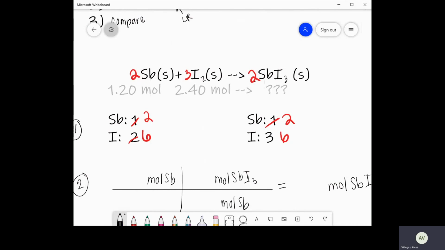So I was told that I have 1.2 moles of antimony. And by this ratio, I know that for every 2 moles of antimony, I have 2 moles of my product. Based on this, the most product I can make with this amount of antimony is 1.2 moles of product. And this is a 1-to-1 ratio right here, so that makes sense.